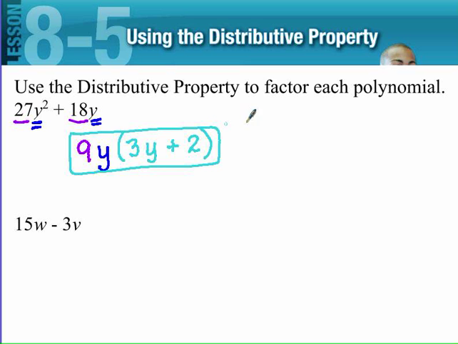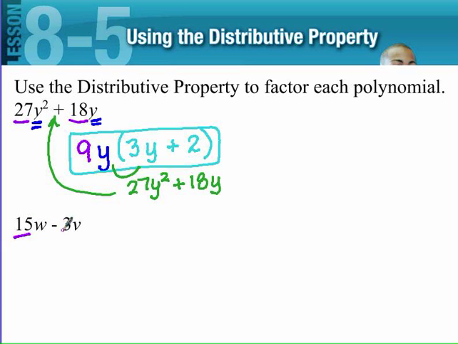Okay, so just for kicks, let's try and do that. So now if I take 9y times 3y, I should get 27y squared. Good. If I take 9y times 2, I get 18y, which is exactly what I started with. So I've done that correct. Okay, let's look at the second example.